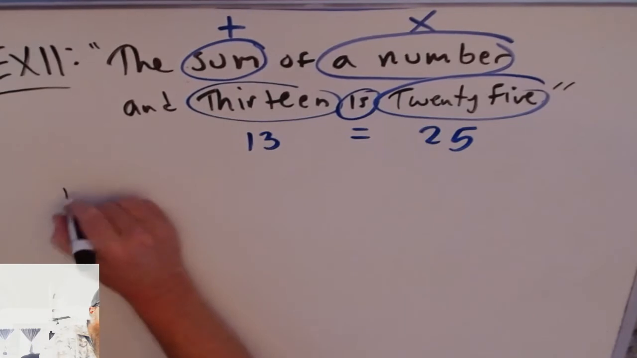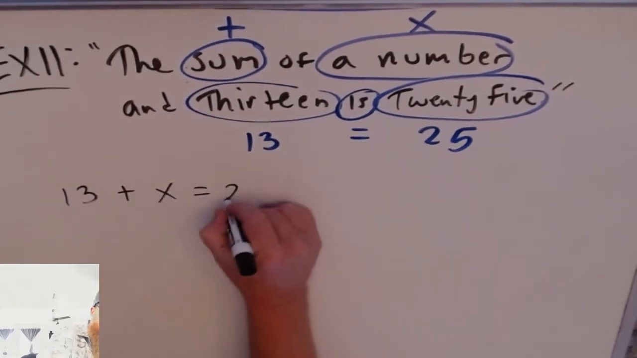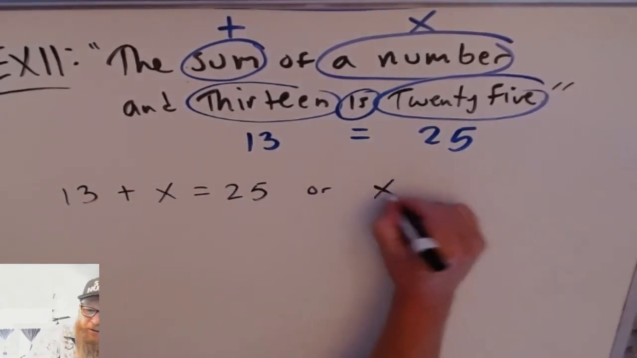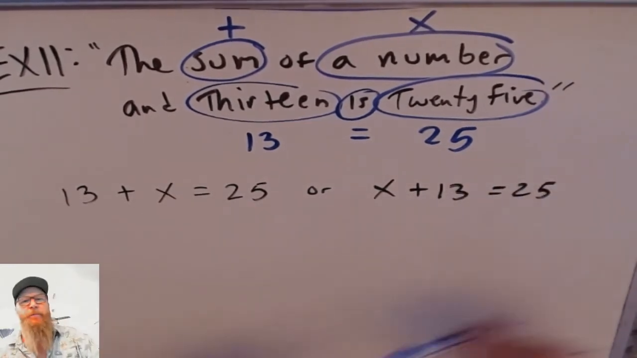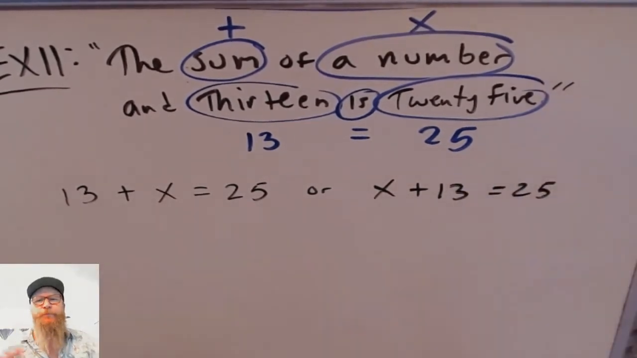And then you have choices. You can say 13 plus x is 25, or you could say x plus 13 is 25. Either one. It's up to you. Notice you get the same answer either way.